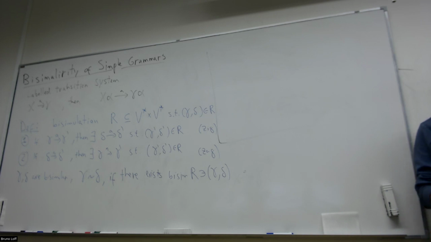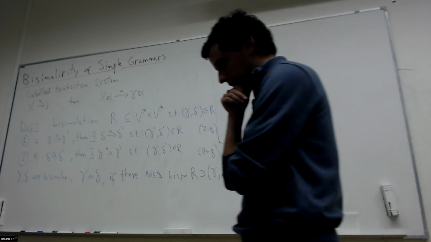So you're saying that if I have two bisimulations and I take their union, then it's also a bisimulation. Yes. So it makes sense to look at the union of all bisimulations, and that will also be a bisimulation. It's the largest one.